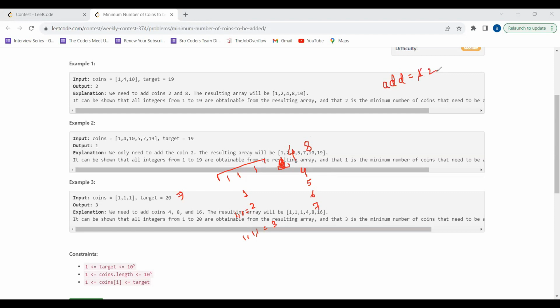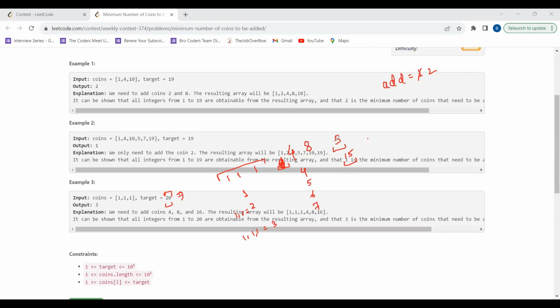Now, till how much can we form the sums? 15. Yes. We can form sums till 15. Now, after 15, we have to reach the target of 20, right? So what else can we add? We can add 5. If we add 5, we can easily reach 20, or ignore that thing.